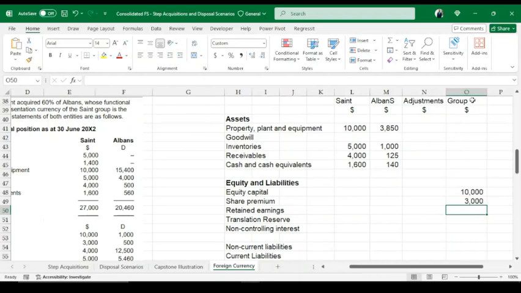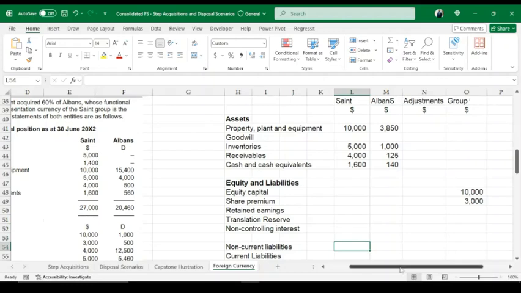Then retained earnings is going to be a calculation, our workings 5. Translation reserve is going to be a calculation from the exchange gains or losses. And then our non-controlling interest too is going to be a calculation, that is going to be workings 4. So we'll leave that one too. Then we come to our non-current assets.